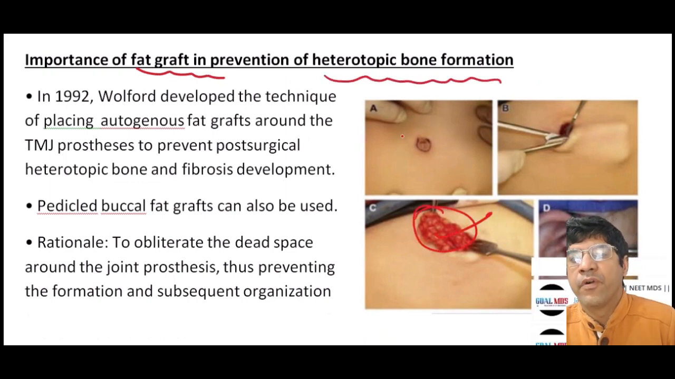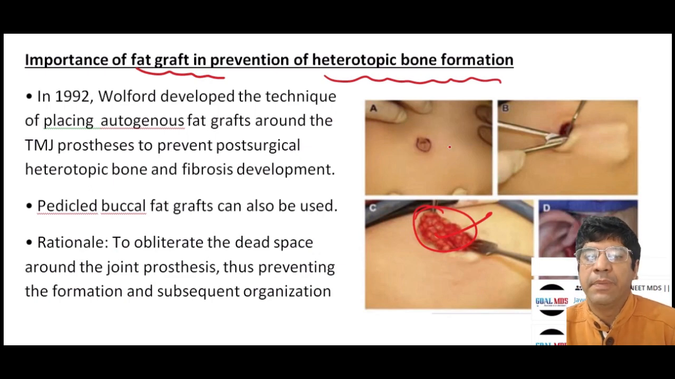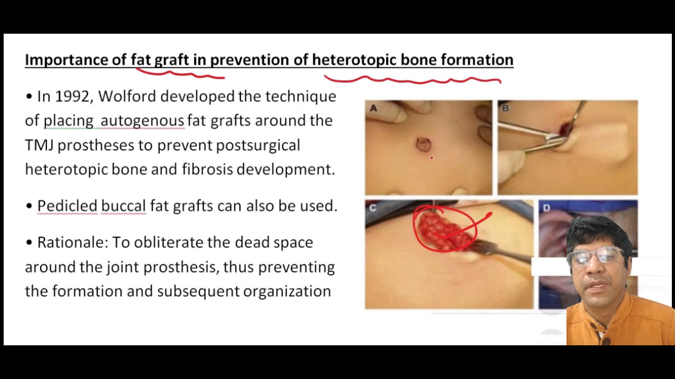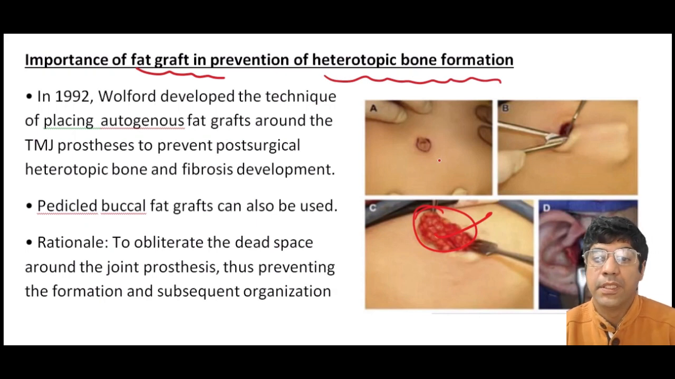Another option is the use of fat grafts in preventing heterotopic bone formation. Laurie Wolford introduced a technique using placement of autogenous fat graft around the TMJ prosthesis. Additionally, pedicled buccal fat grafts are also utilized for a similar purpose in preventing heterotopic bone formation around the TMJ.